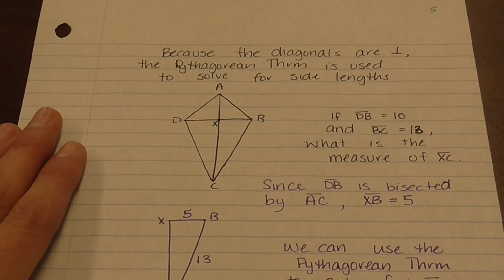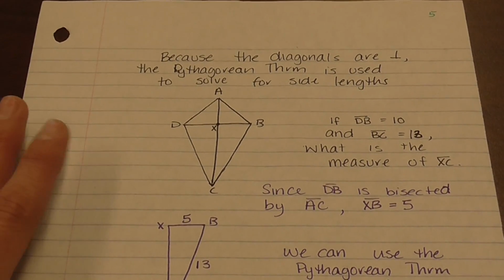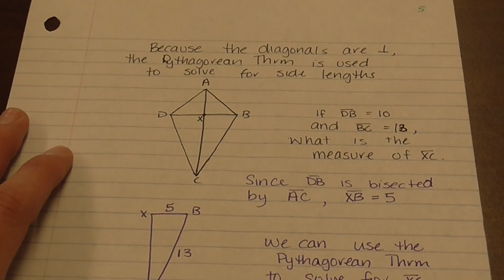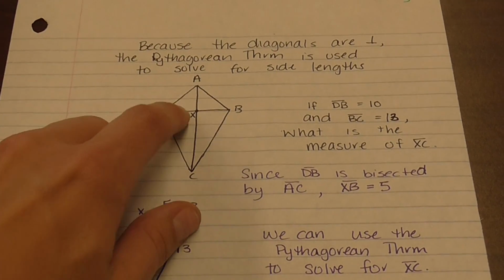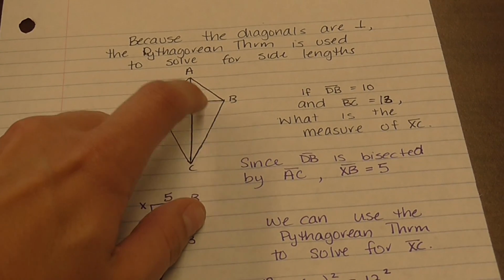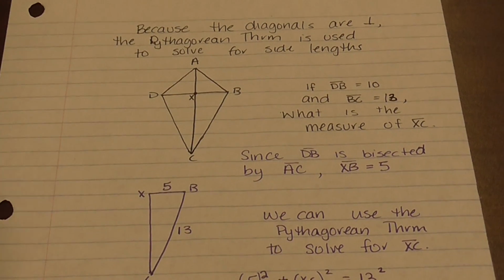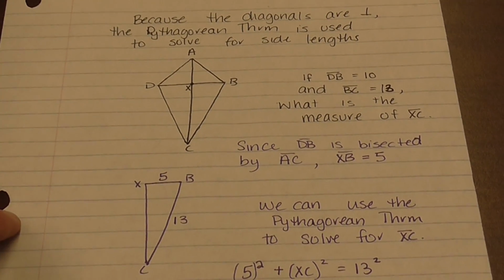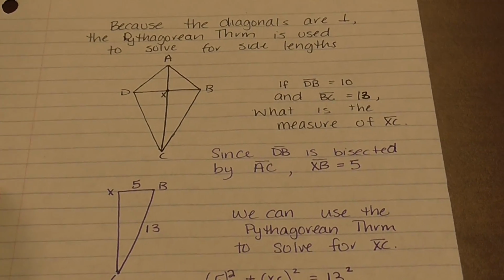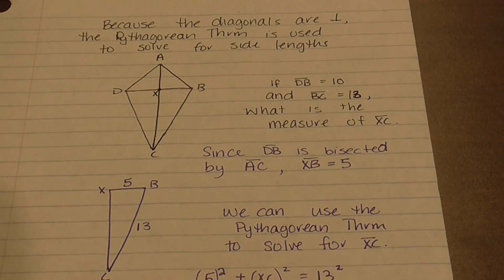Last example, because diagonals are perpendicular, the Pythagorean theorem could be used for kites. So we're going to use this to solve for lengths. Since these create 90-degree angles, XB plus XA, each of them being squared, will equal the square of AB. So this is a squared plus b squared equals c squared. It tells you if DB equals 10 and BC equals 13, what's the measure of XC?